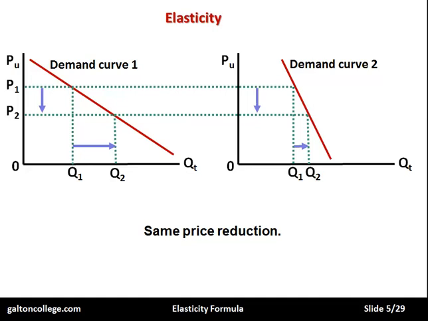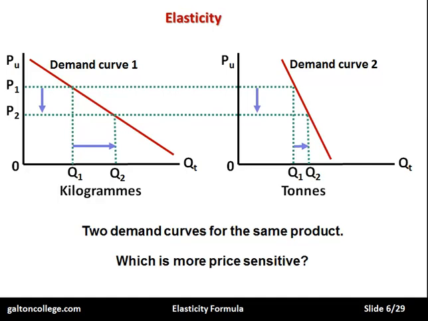The quantity demanded is less, Q1, Q2. It's smaller than the quantity on the left hand side. So it does look like the demand curve on the left is more sensitive. It's more elastic. It responds more to a change in price. However, the curves actually could be the same.